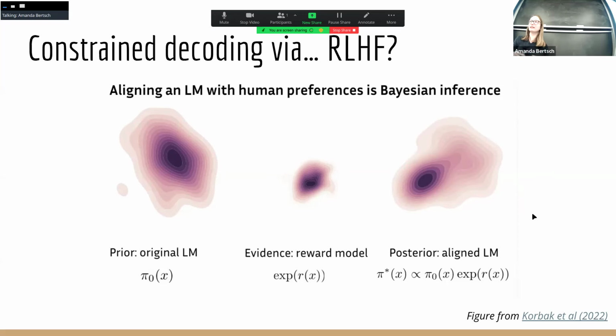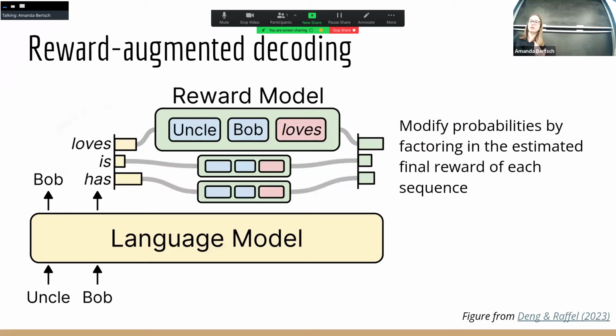You can view this though as a type of Bayesian inference. And so what this means is the distribution that we really want to get at the end is a distribution that combines our original model's distribution and some idea of how likely we are to satisfy the reward, right? This we do through reinforcement learning, but if we know what these two distributions look like, we've been talking about a lot of methods that modify the original model's distribution with external information. It seems like maybe we could just add that external information in at decoding time to get some of the same effects. And it turns out you can do exactly this.